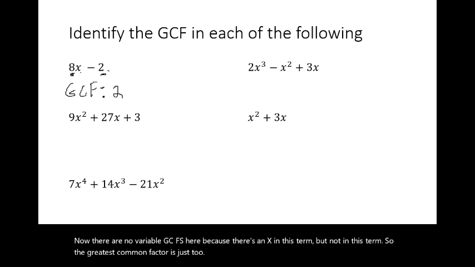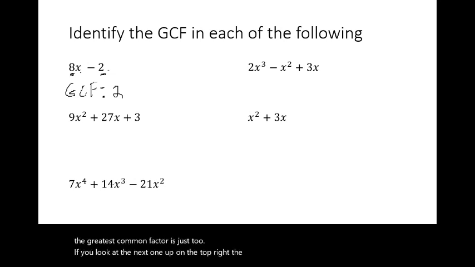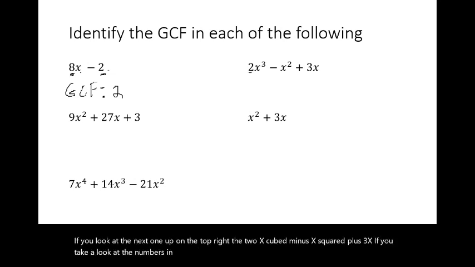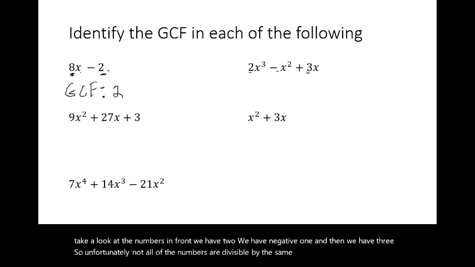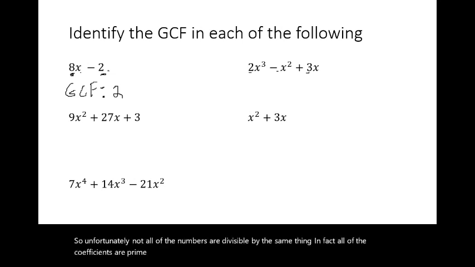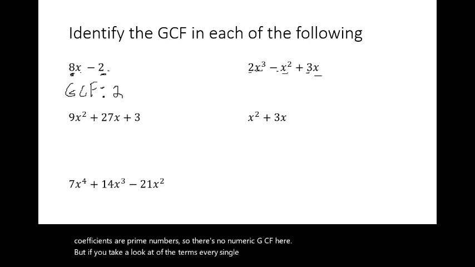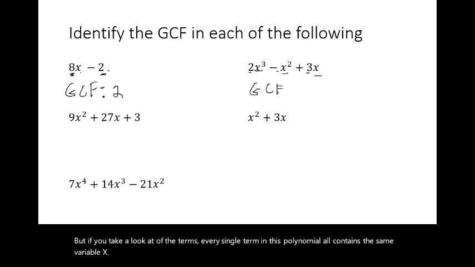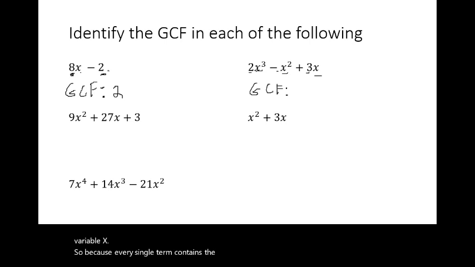Now, if you look at the next one up on the top right, the 2x cubed minus x squared plus 3x. If you take a look at the numbers in front, we have 2, we have -1, and then we have 3. So unfortunately, not all of the numbers are divisible by the same thing. In fact, all of the coefficients are prime numbers, so there's no numeric GCF here. But every single term in this polynomial contains the same variable x. So because every single term contains the same variable, we have a variable GCF.